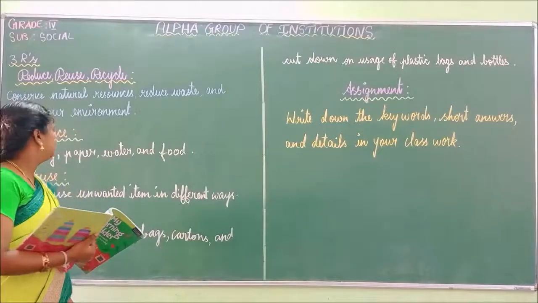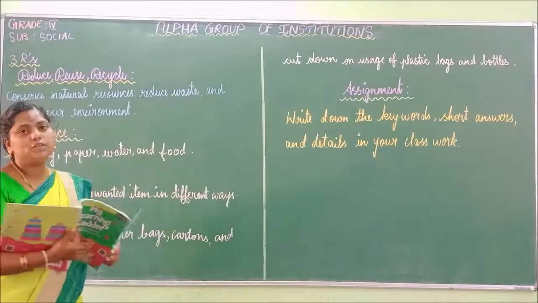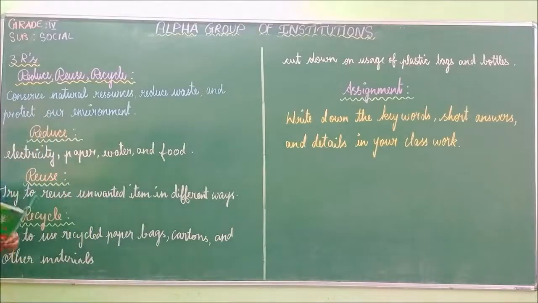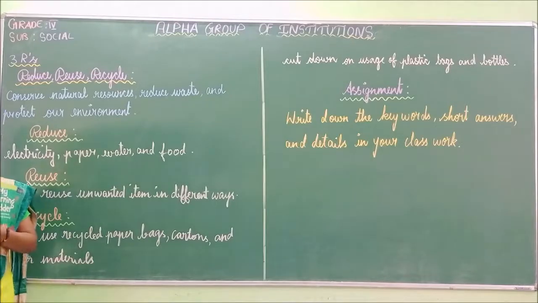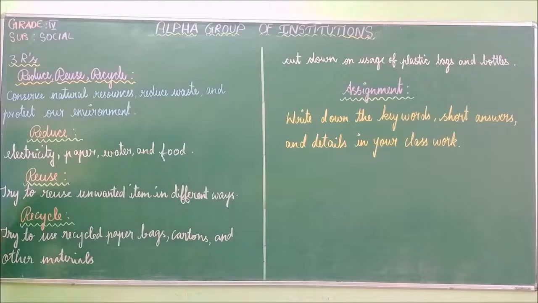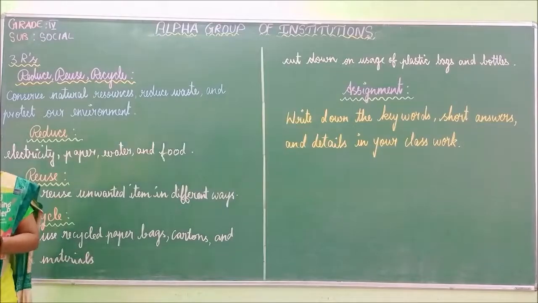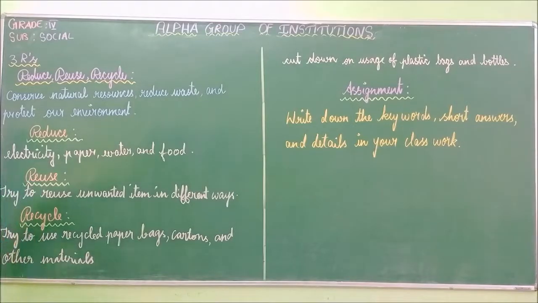Is it clear, children? The next one is reuse. Try to reuse your unwanted items in different ways. Like your water bottle, when it is empty, you can decorate it and use it as a flower vase. Is it clear, children? Like that you have to reuse the things which are unwanted to you in different ways.